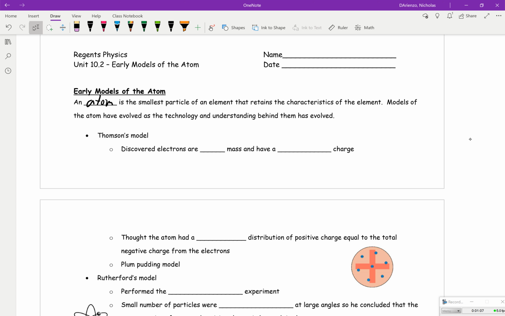Once we start taking away protons, neutrons, or electrons, then we start changing what the atom actually is, and therefore its behavior and properties.